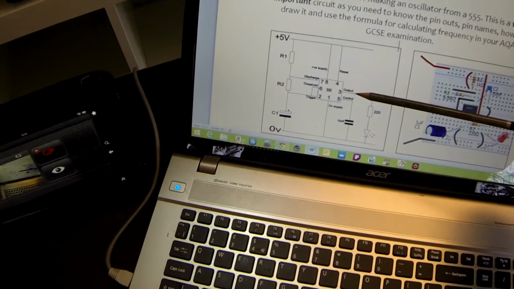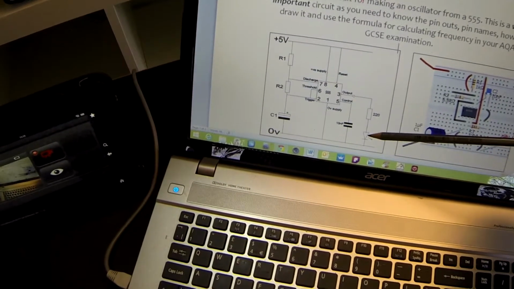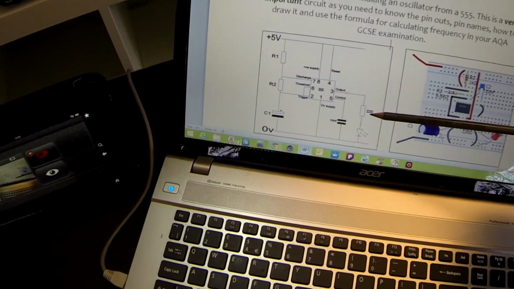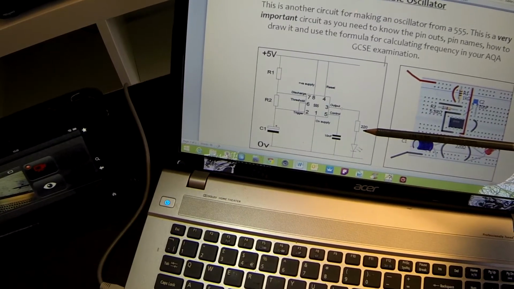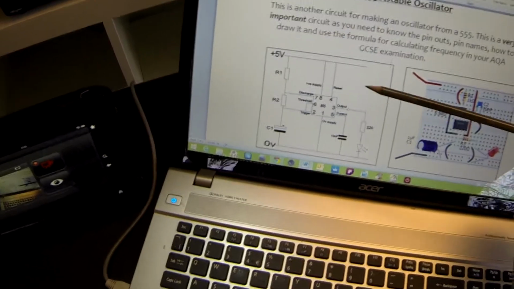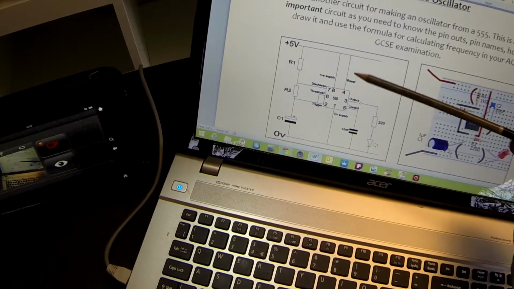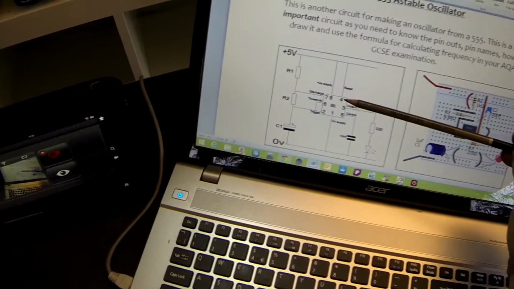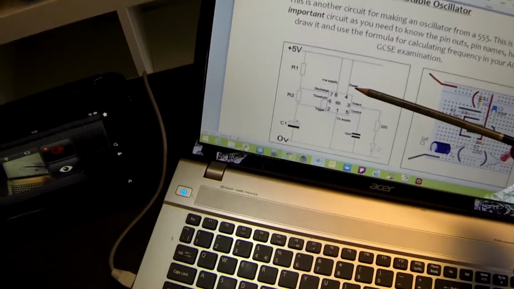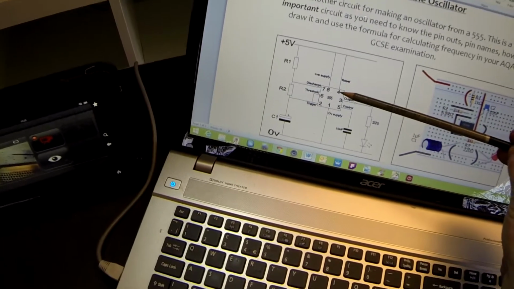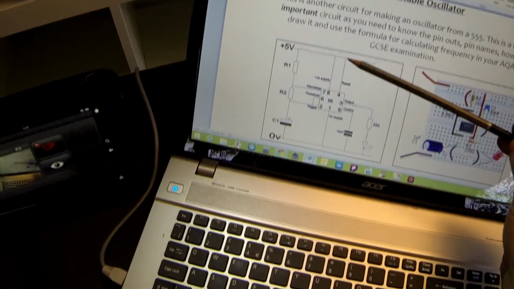So when the output is high, in this case our LED will be on, with our current limiting resistor of 220 ohms. Now, two extra pins we've got here that we haven't used previously. Pin 4 is our reset pin. We'll look at what that does in a short while, but at the moment it's just going to be connected to plus 5 volts.